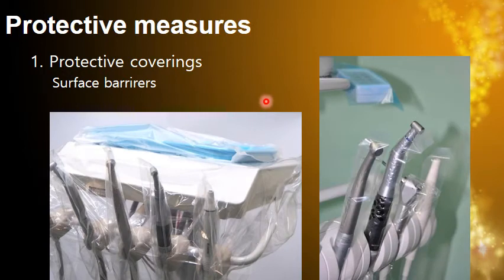Another is the turbine and the handpiece. Also, I have sleeves on them. Also, what we have, the tray, as we see here and here, should also be covered in surface barriers.